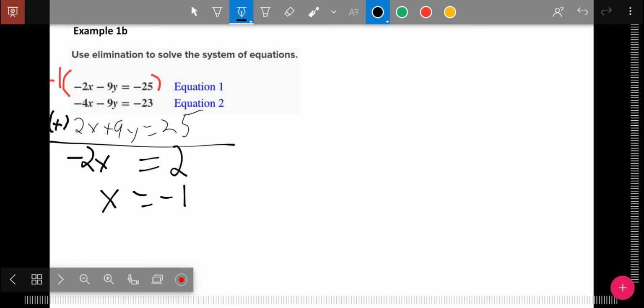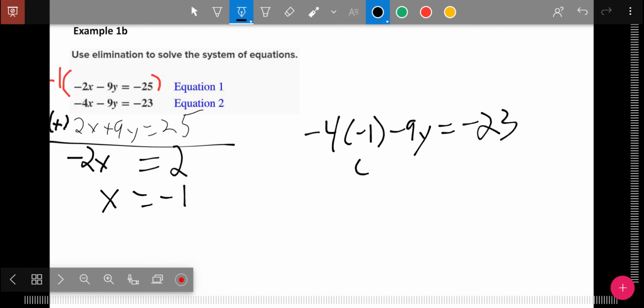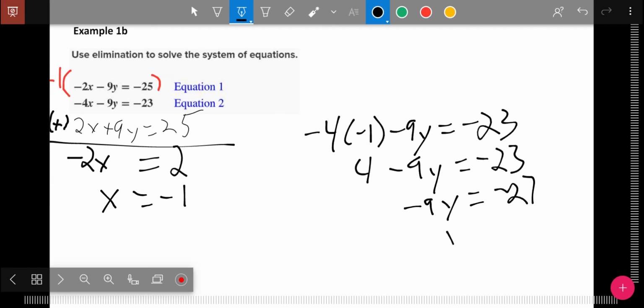Now I have to plug that back in. It does not matter whether you plug into the original one here, the original one here, or the original one here. It does not matter. You can plug in wherever you so choose. I'm going to plug into the negative 4x minus 9y equals negative 23, because that's the one I didn't change, so I feel most comfortable in there, but there's no right answer. So 4 minus 9y equals negative 23 minus the 4 across. And so I get negative 9y equals negative 27. Divide by negative 9, and I get y equals positive 3.